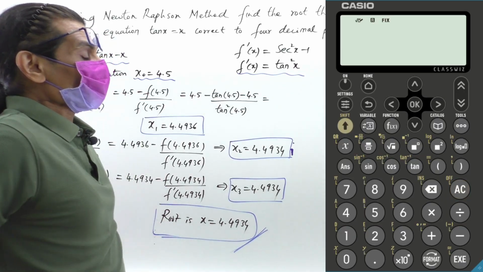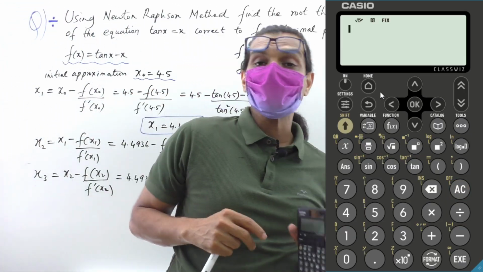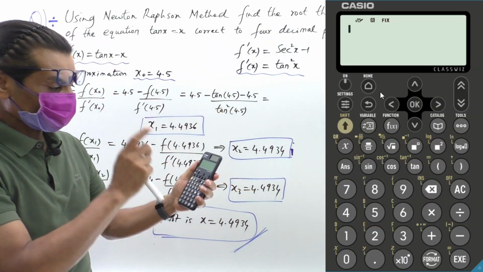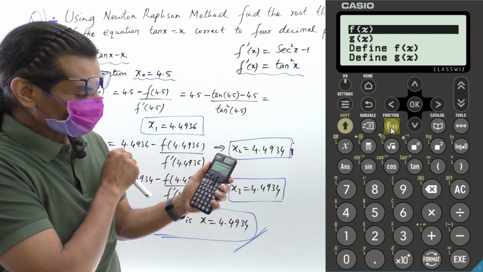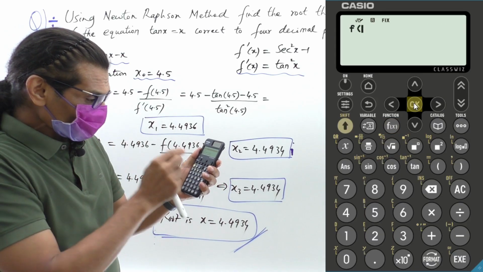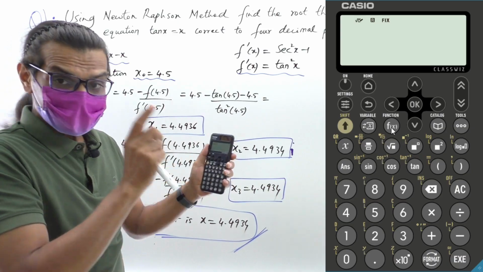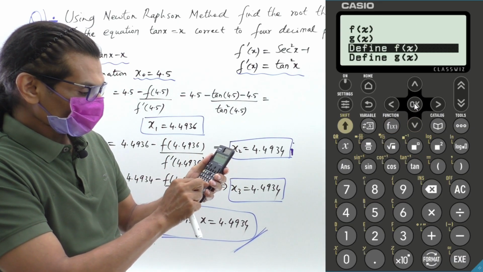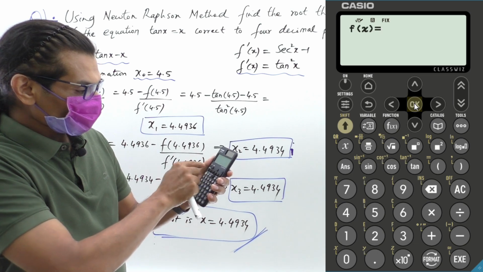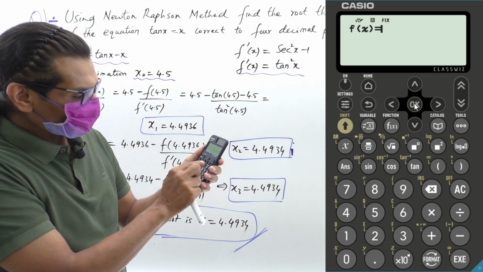Now see, entering the function is different in the 991 CW. So watch very carefully. To enter the function, we press this f of x function button, then we need to define the function here. Go down, define function. What I am telling you is, go to the function button, AC, go to the function f of x, then define f of x.